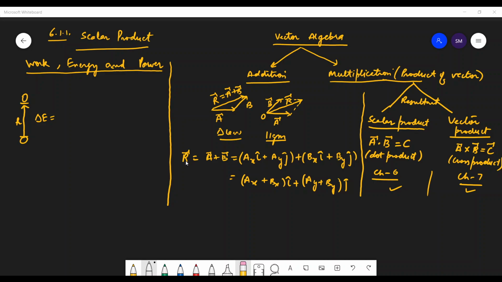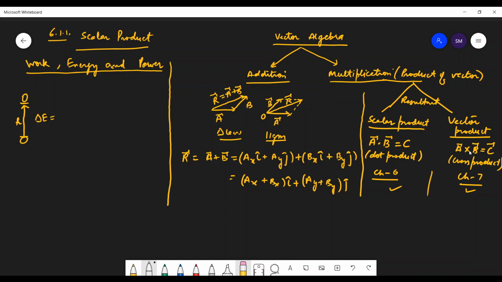Okay, so students, we were understanding that the product of vectors can be scalar, or the resultant can be vector. So in chapter 6 we will be doing scalar product, the application of scalar product, and in chapter 7 we will be doing the application of vector product.